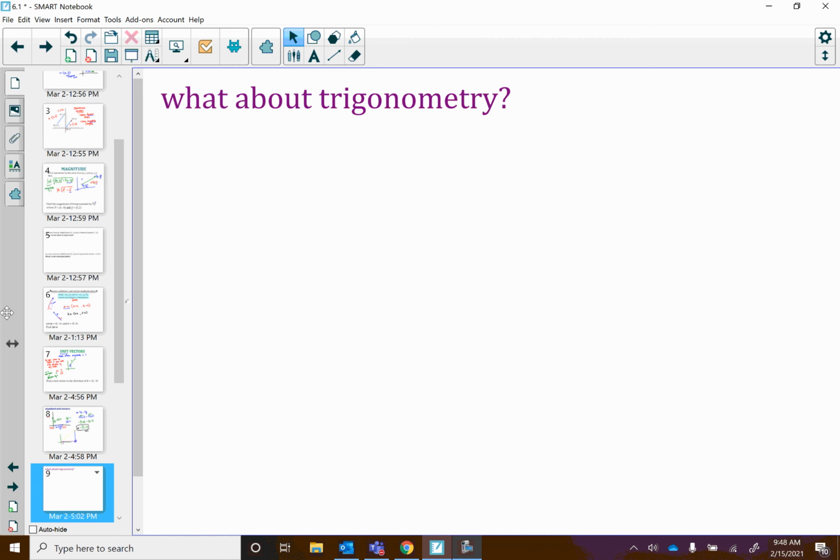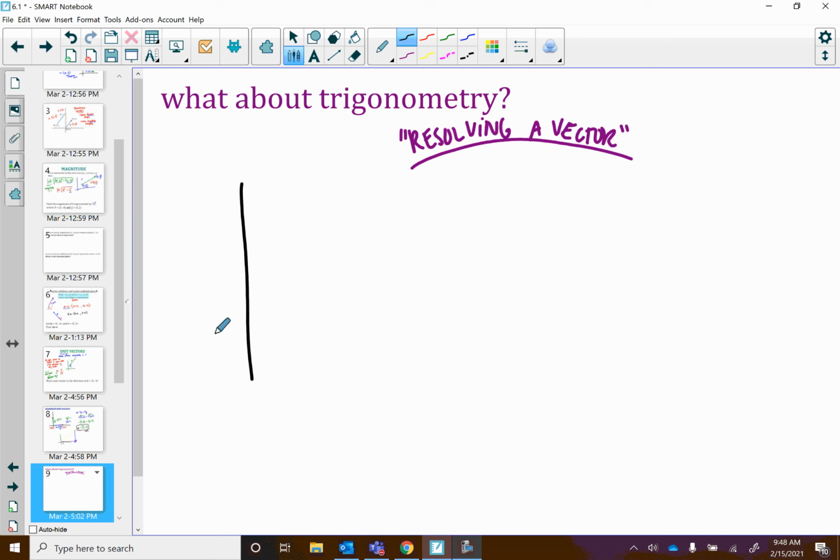And then you might be thinking, you mentioned at the beginning that this is all about trigonometry, so what about trig? Let's consider something called resolving a vector.